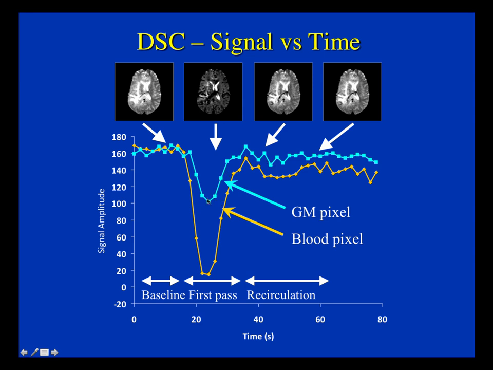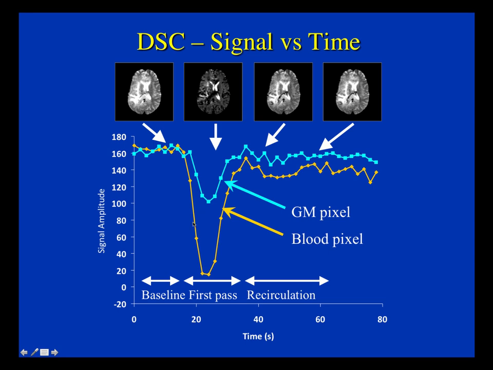And you could see that the signal loss in the blood pixel is much higher than the signal loss in the gray matter pixel. And this is because the concentration of gadolinium in blood is much higher than in gray matter. And this first signal loss is called the first pass because that is the first passage of gadolinium through the tissue. And after the first pass, sometimes you see the gadolinium coming back for the second time around, and that phase is called recirculation.